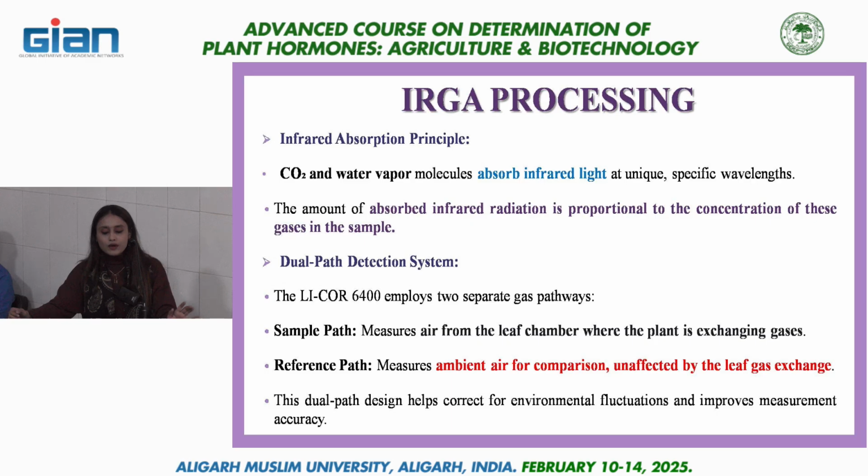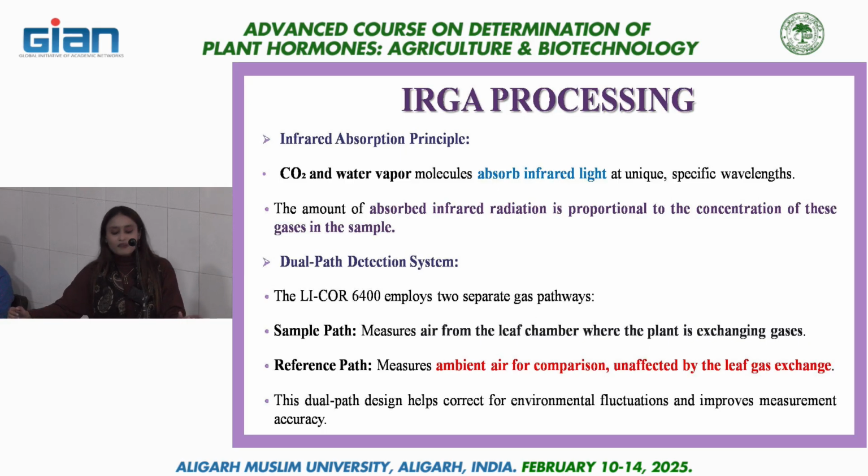Secondly, the amount of absorbed infrared radiation is proportional to the concentration of these samples. As it's obvious, infrared radiation and the concentration of gases are inversely proportional. For say, if infrared radiation is high, then gases will be low. And secondly is the dual path detection system. This Li-COR 6400 employs two separate gas pathways. The first one is the sample path and the second one is the reference path.